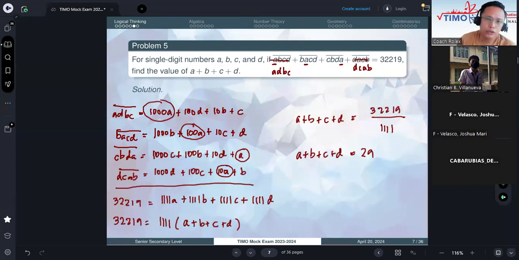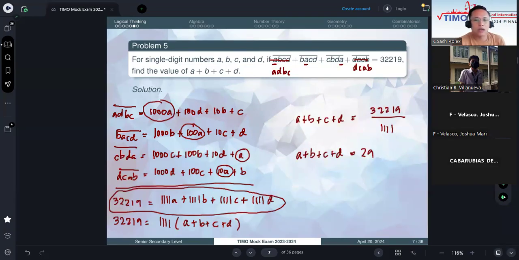Now, for your shortcut, all you have to do is to check lang. You should check if the positions of A, B, C, and D are all different so that you will proceed here for this type of problem. Okay, you will proceed to this value. So you can factor out 1111 and you will get 32219 divided by 1111.